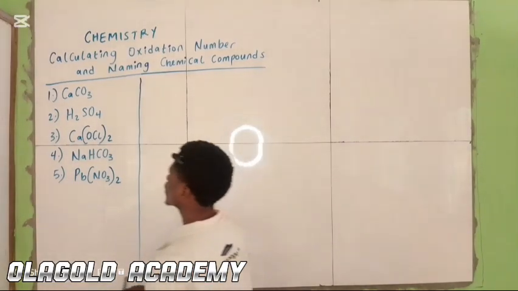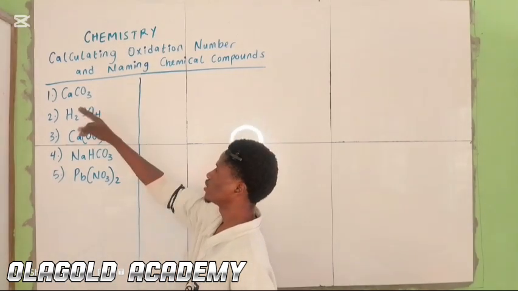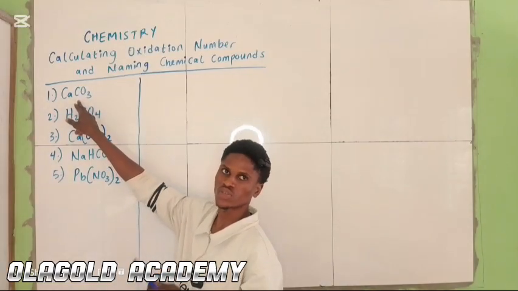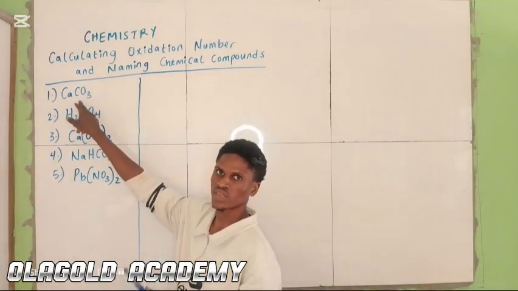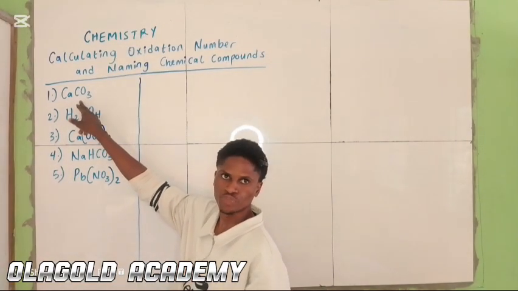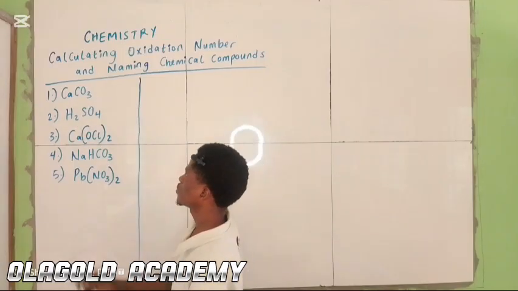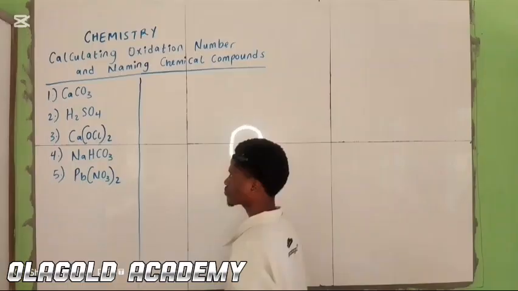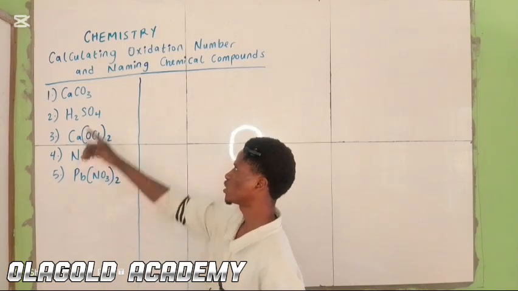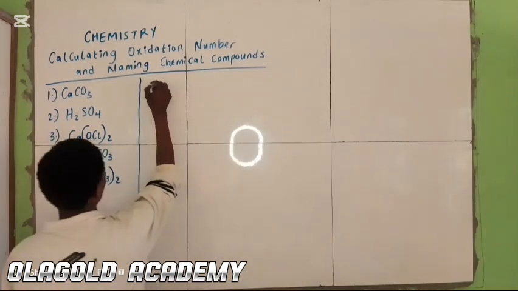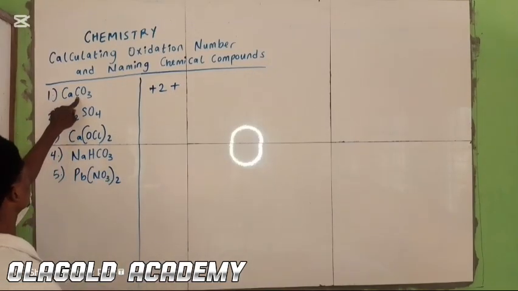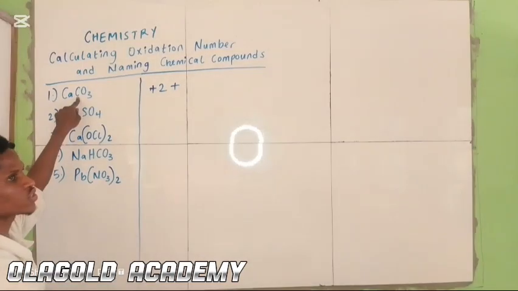Now take notes, the atom beside oxygen is the one that is being oxidized. In that case, that particular atom, the oxidation number will not be brought out. What I mean by that is this. For this number 1 here, the oxidation number of calcium is +2. So we have +2 plus. Now for carbon, I'm not going to write the oxidation number.